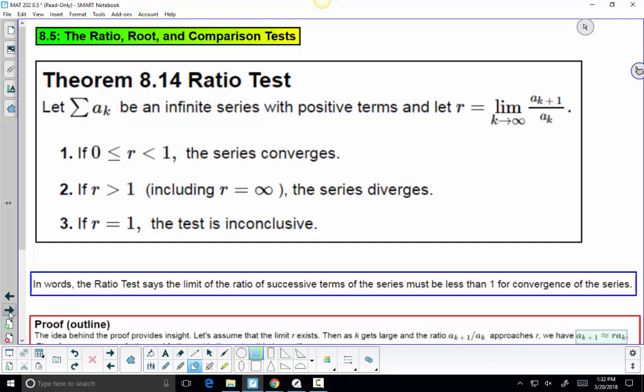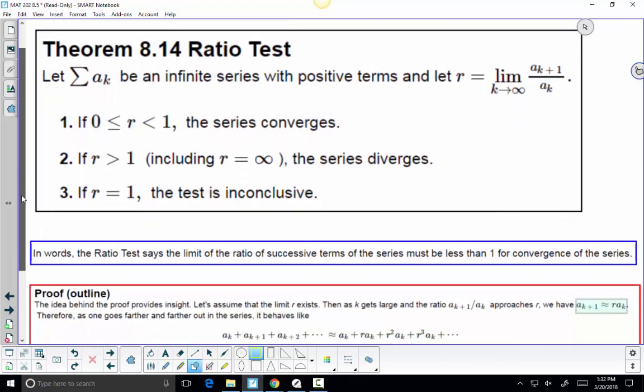Would it ever be less than 0? Not with positive terms. So if we assume that we're dealing with positive terms, we'll never have that limit be less than 0. Okay, so the ratio of consecutive terms.